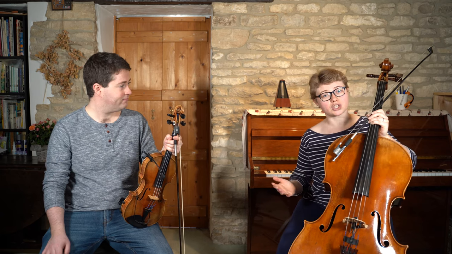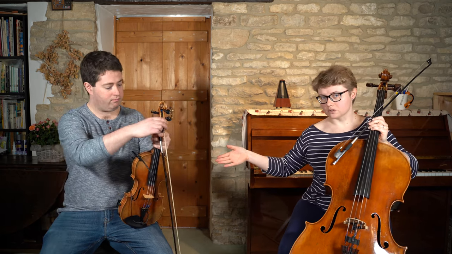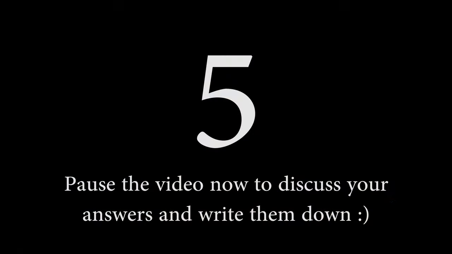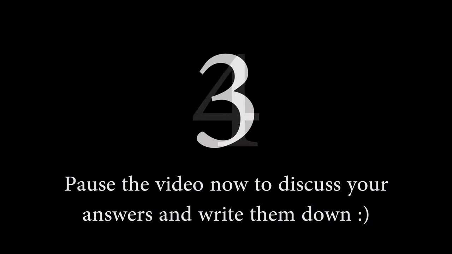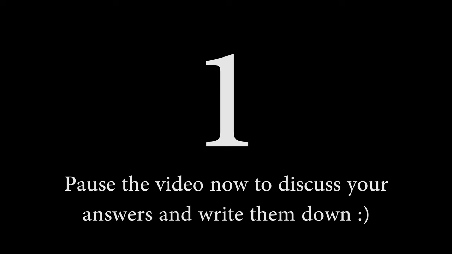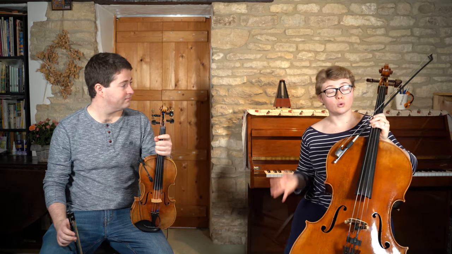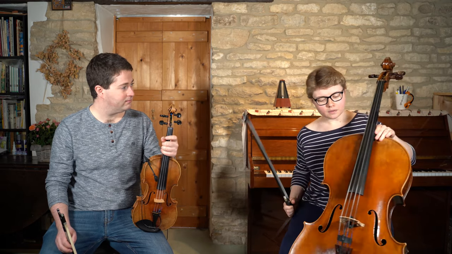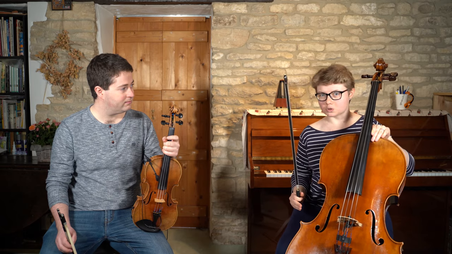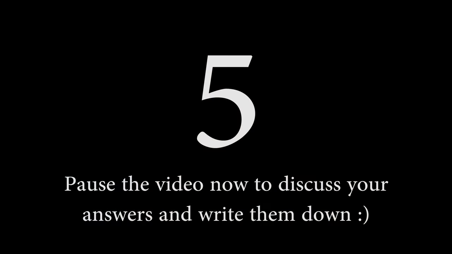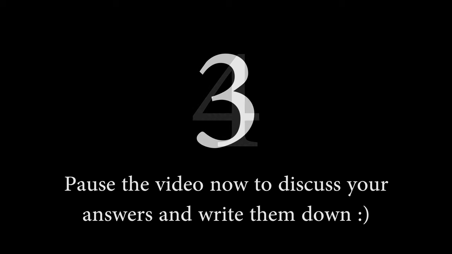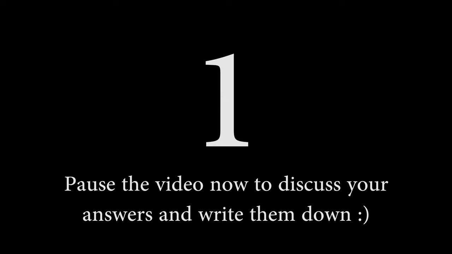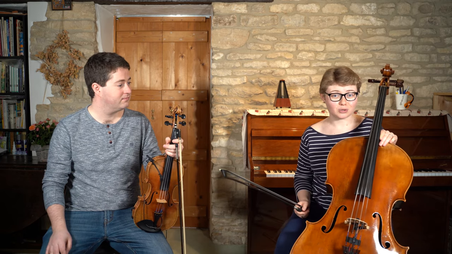So, first question, what's the name of Jaya's instrument? Have a think. So Jaya's instrument is called a violin, and I'm sure most of you knew that already, which is fantastic. Next question, a little bit trickier, what's the name of my instrument? Have a think. So my instrument is called a cello. So very well done if you got that right.